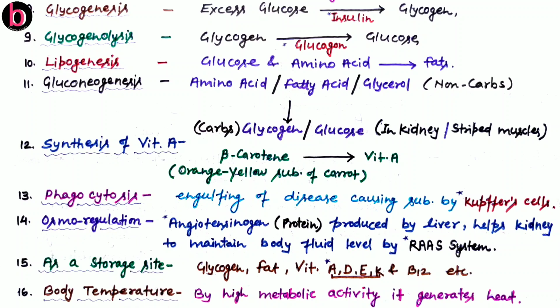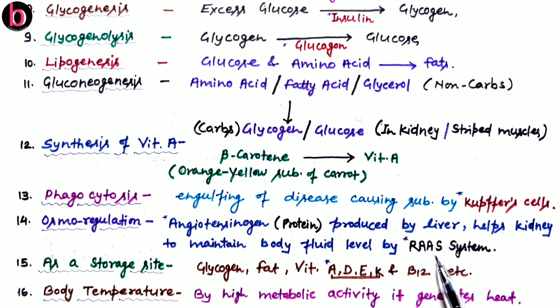The next one is about osmoregulation. So osmoregulation is about osmotic regulation. Osmosis is related with liquid, means water. So by liver there is synthesis of another protein known as angiotensinogen. This angiotensinogen reaches the kidney and maintains body water requirement by a system that is known as the RAS system. So this is the renin angiotensin aldosterone system. This system is very important. We'll discuss it in the excretion chapter.